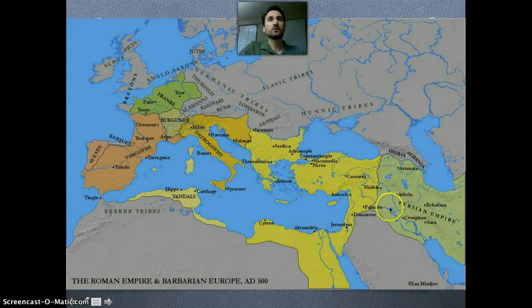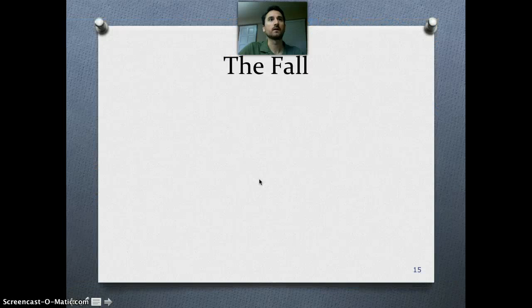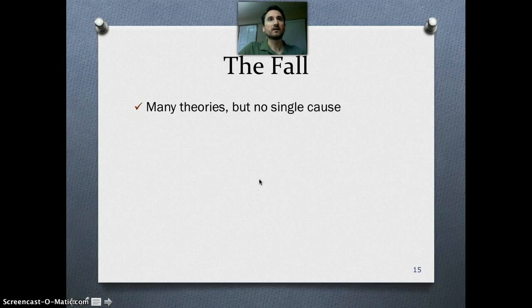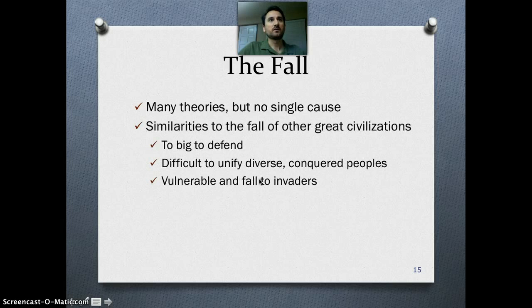This map shows what it looked like after the collapse. Notice that all of these areas are now controlled by Germanic peoples. Okay, and then over here you have the Eastern Roman Empire, Byzantine Empire as it is known. In summary, there are many different theories, factors, reasons, but there's not one single cause. There are similarities to other civilizations. Most notably, it was too big to defend.